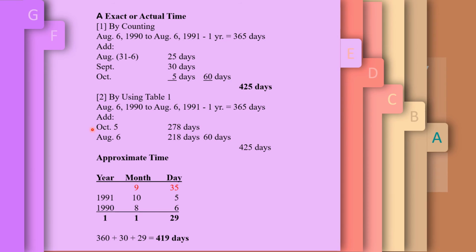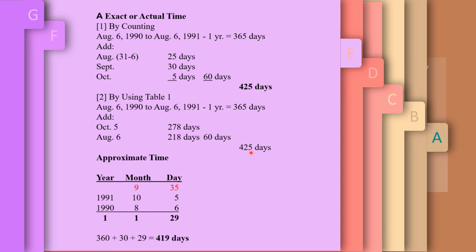So from January to October 5, there are 278 days. And from January 1 to August 6, there are 218 days. So the number of days between August 6 to October 5 is 60 days. We have 278 minus 218, that is 60 days. So we have to add the year here, 365 plus 60 days is 425 days. So our solution was correct.